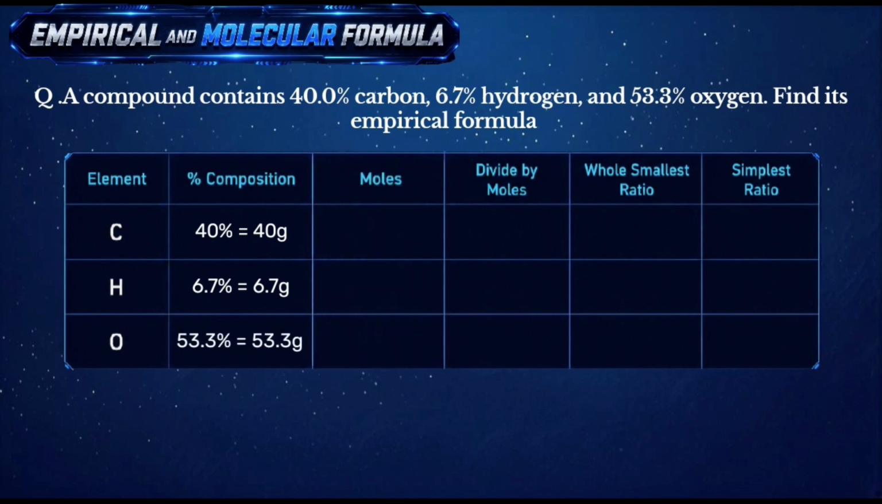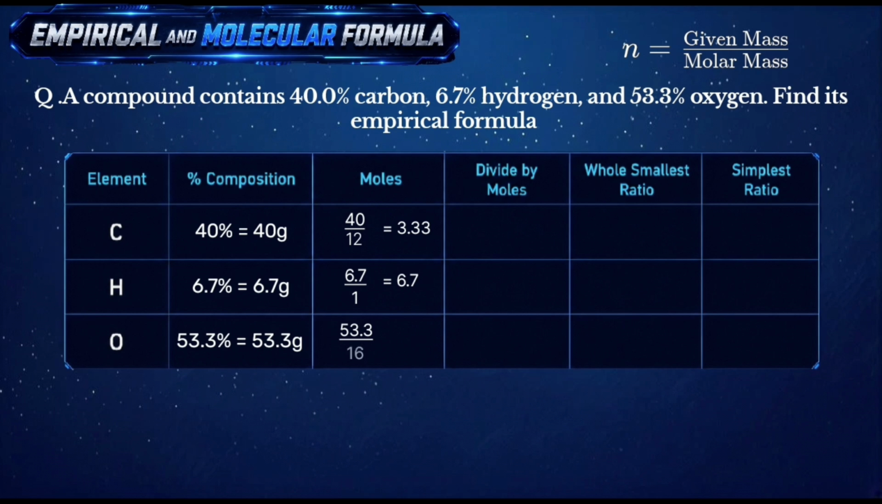Now, in the third row, we will find the number of moles. Remember, the formula for moles is given mass divided by molar mass. For carbon, the given mass is 40 grams, and the molar mass of a carbon atom is 12 grams per mole. So 40.0 divided by 12 gives 3.33 moles. For hydrogen, the given mass is 6.7 grams, and the molar mass of a hydrogen atom is 1 gram per mole. So 6.7 divided by 1 gives 6.7 moles. For oxygen, the given mass is 53.3 grams, and the molar mass of an oxygen atom is 16 grams per mole. So 53.3 divided by 16 gives 3.33 moles.